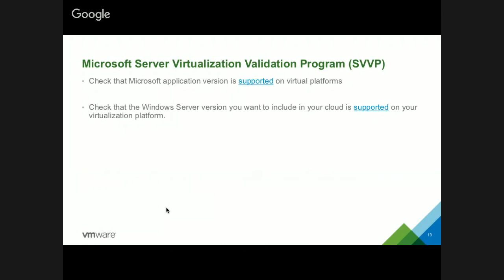And the way it works is that your vendor will either certify their OpenStack distribution or their hypervisor against Microsoft's server virtualization validation program. And as long as you see the application that you're looking for in that list, as well as your vendor and version in that list, then you're good to go. You're within Microsoft's standards for what they'll accept as a support case.